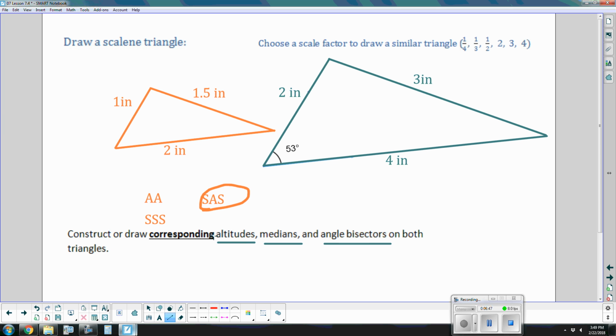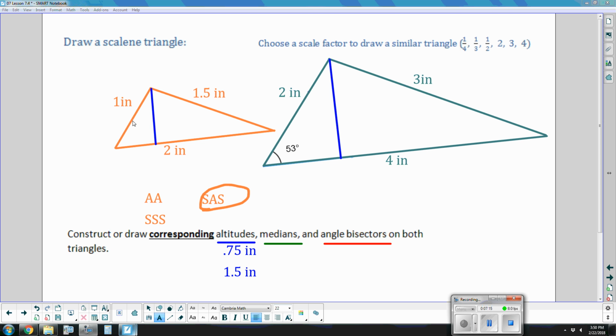Make sure your altitude in both triangles comes from the same angle. Your medians should connect similar sides, and your angle bisectors should come from the similar angles. And then you should measure with your ruler each of those distances in the small triangle and in the large triangle.